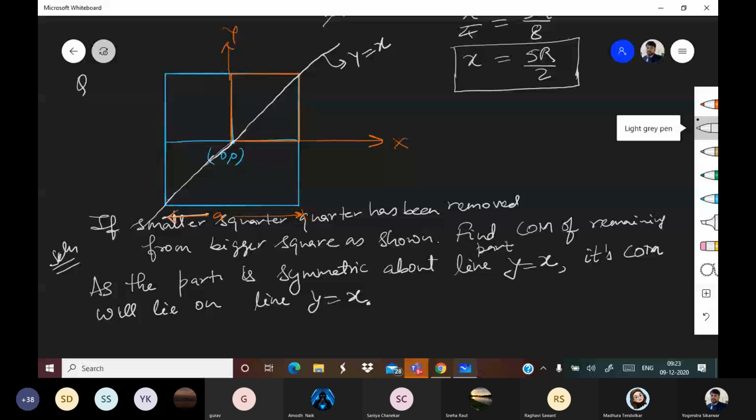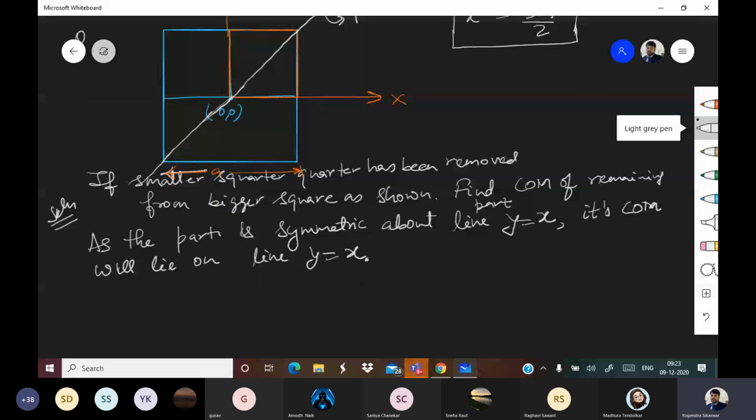So x complete is equal to the mass of removed into x of removed plus the mass of left into x of left, upon m total. We are applying the formula m1 x1 plus m2 x2 upon m1 plus m2.